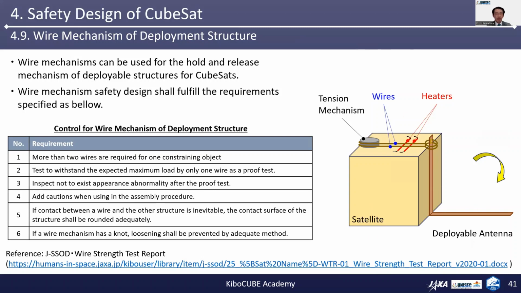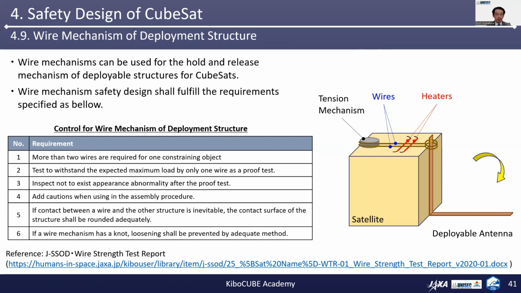The edges of the wires, illustrated by dark yellow lines in the figure, are fixed to the tip of the antenna, and the tensions are applied by the tension mechanism. There are redundant heaters implemented in the way that they touch the wires so that either of the wires can be cut by heating. Here, the redundancy of the heater is not for safety design, but for mission assurance.